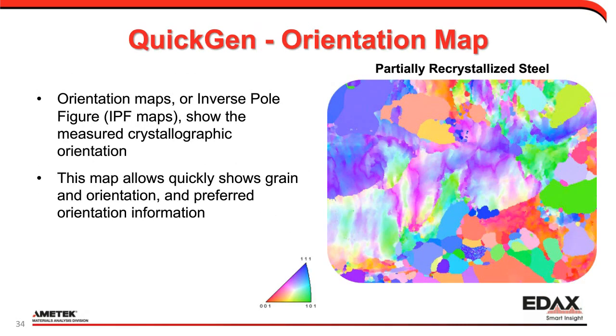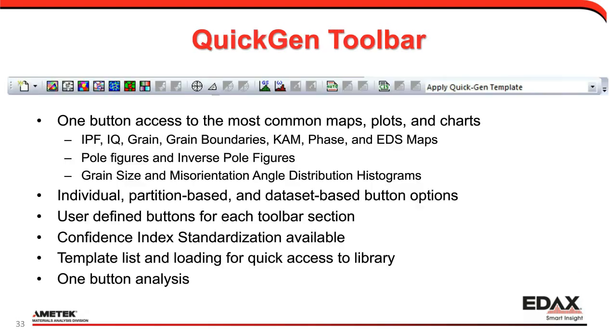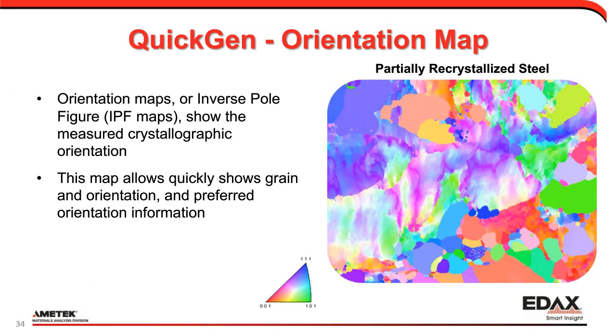There's our orientation map. These are the most common type of maps I think we see with this, where the colors shown correspond to the crystal orientation. So these are showing here, like red grains will be 100 orientation, blue will be 111 orientation. The image quality map shows the quality of the pattern, and so the brighter the points, the better the image, the darker the less. So we see a lot of grain boundary contrast.